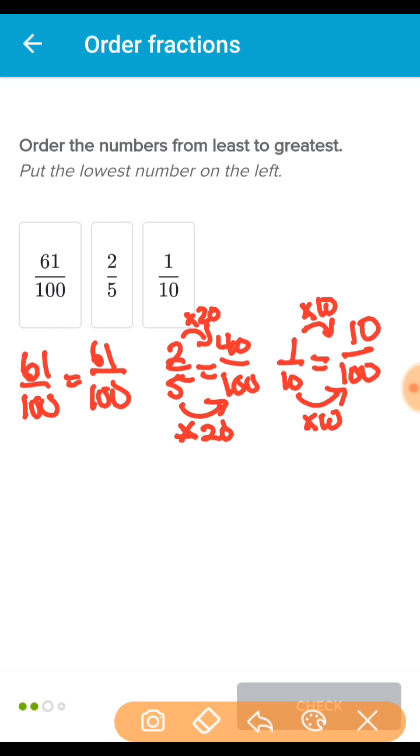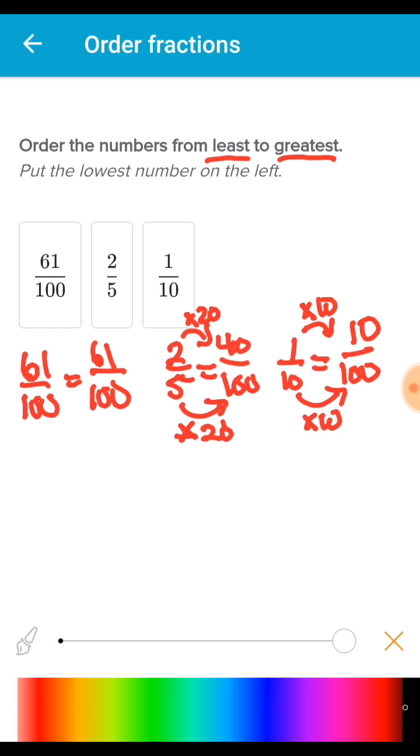So now I have to put them in order from least to greatest. My smallest fraction will have the smallest numerator, which is 10. So that means that 1 over 10 is my smallest. 40 over 100, which is 2/5, is second. And 61 over 100 would be third. So I need to say 1/10, 2/5, and 61 over 100.